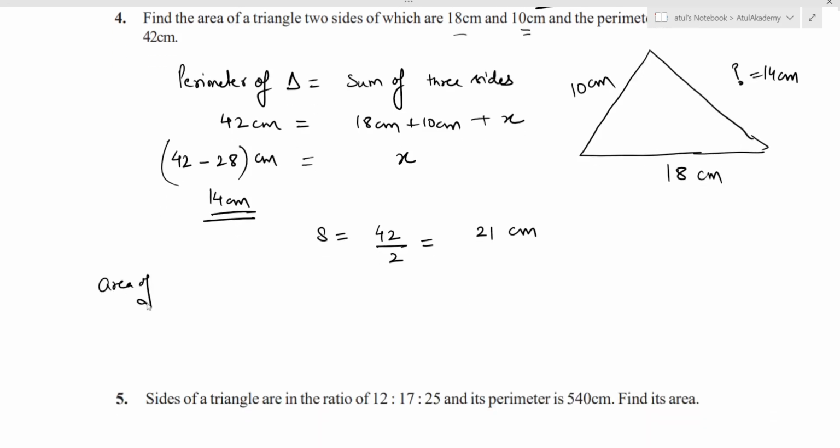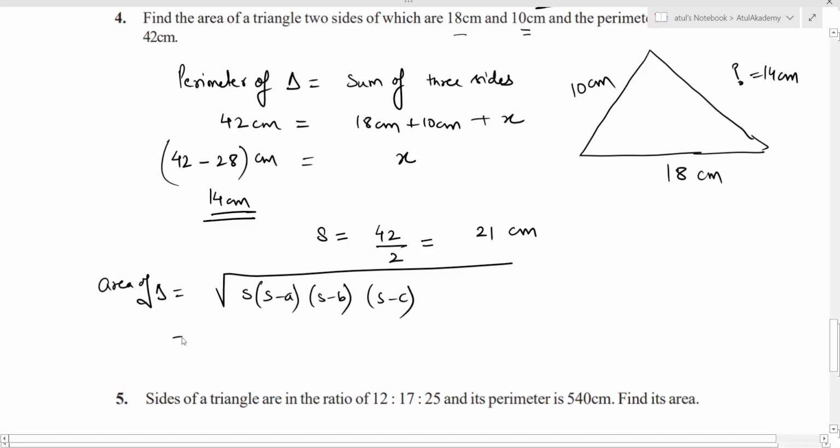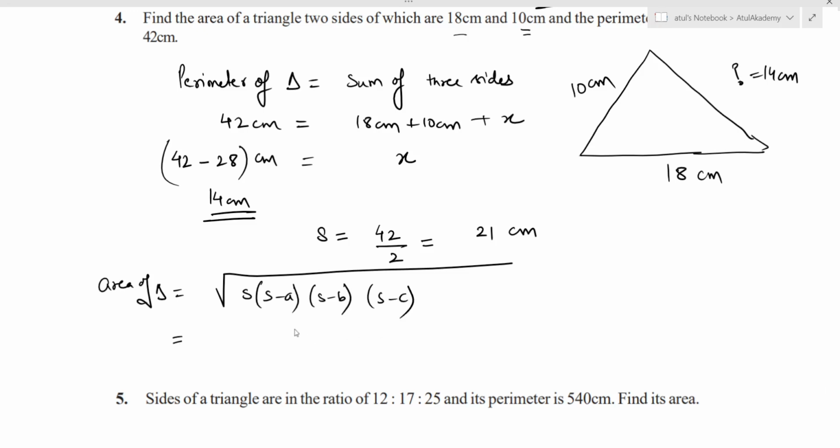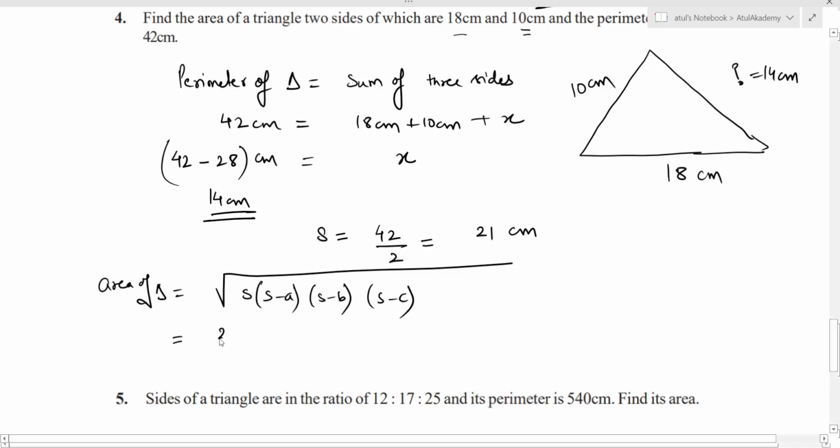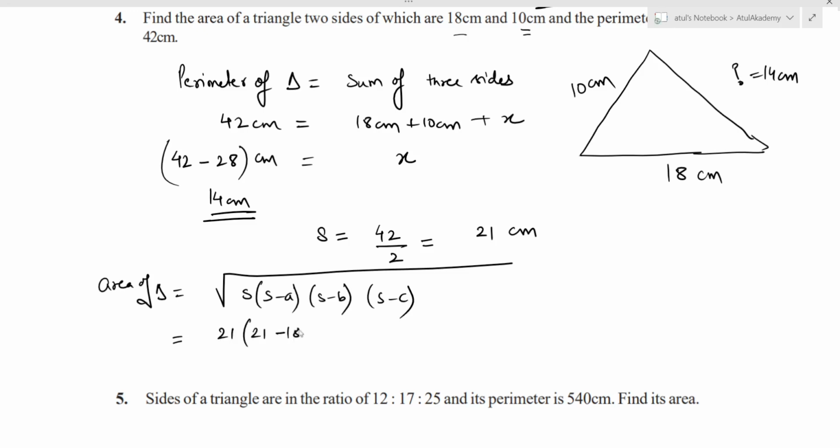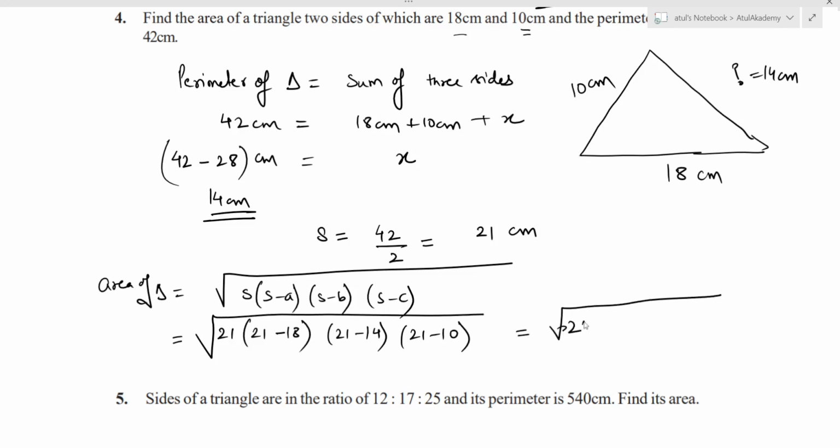So area of triangle will be, I'm again writing the formula, students, in every question, because when you solve a question in exam, you need to mention the formula whenever you are using it. Okay. So it's 21, 21 minus 18, 21 minus 14, 21 minus 10. The sequence can be any, you can take any side in any order. So that's 21. 21 minus 18 is 3. 21 minus 14 is 7. And then it is, how much is that? 11. Now let's start making pairs.